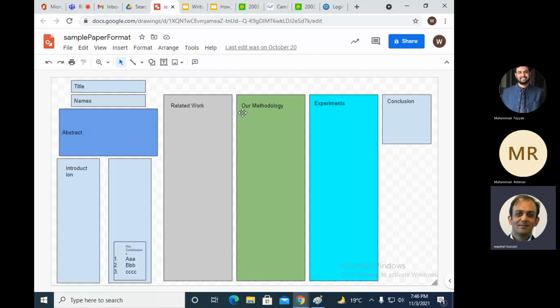You make nice diagrams and explain the mathematics, and finally this is the section which seals the deal. Nice graphs, comparisons, and also the failure cases. And finally comes the conclusion.